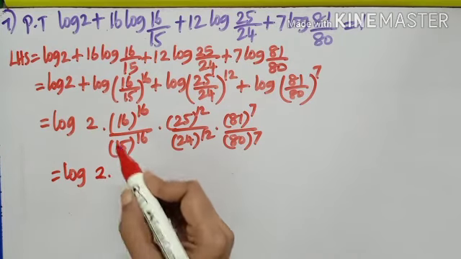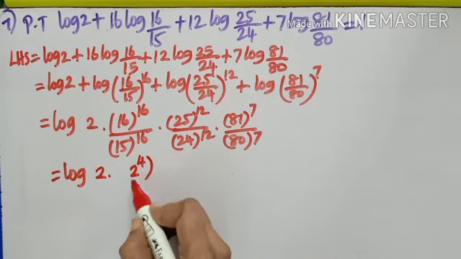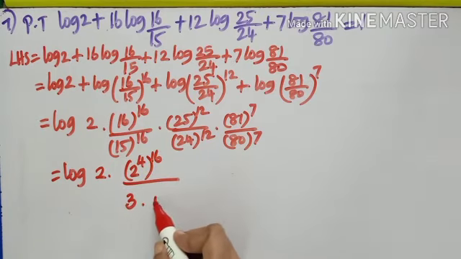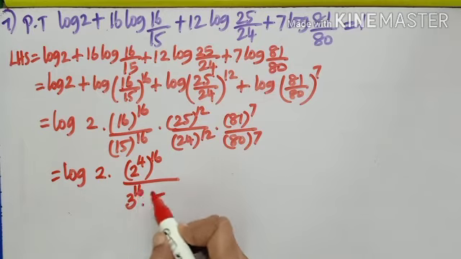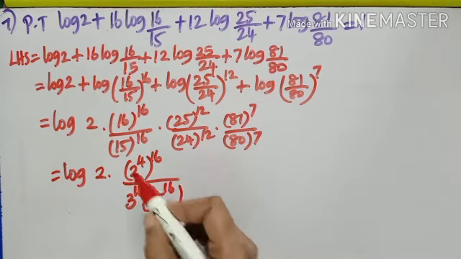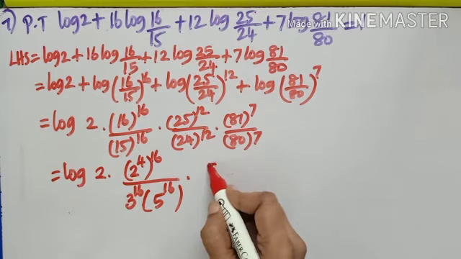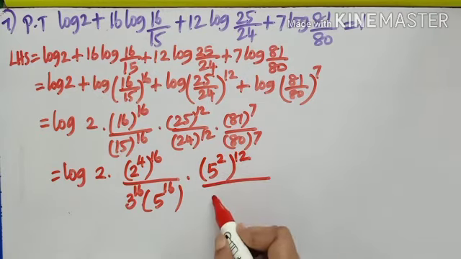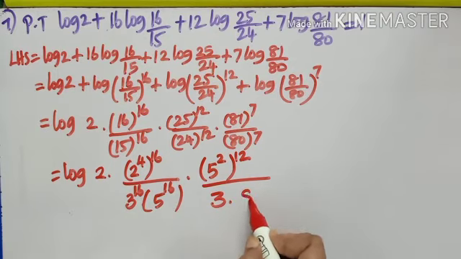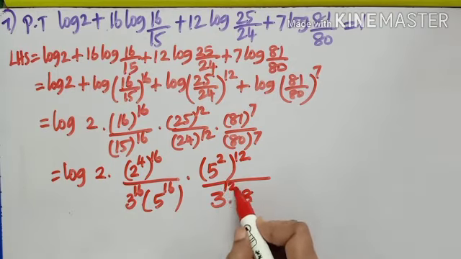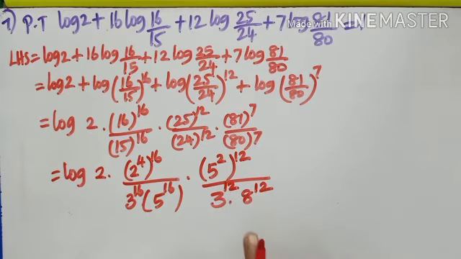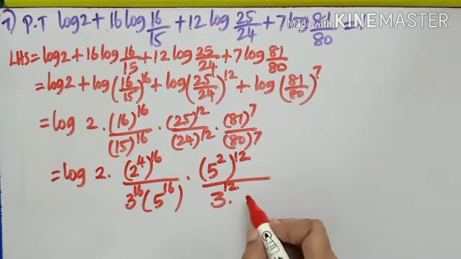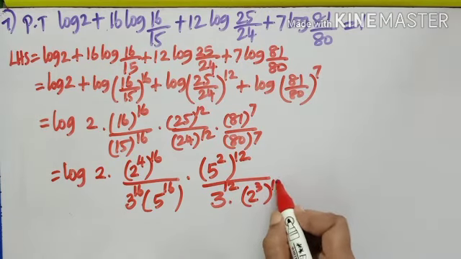2 into 16 can be written as 2 power 4 the whole power 16. 15 can be written as 3 into 5. 3 power 16, 5 power 16. We are splitting. 25 can be written as 5 square the whole power 12. 24 can be written as 3 into 8. It is 3 power 12, 8 power 12. Again I can write 8 as 2 cube. So it is 2 cube the whole power 12.